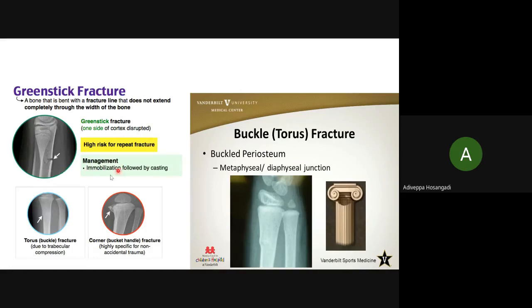Now the torus fracture, you have to remember this, buckle or torus fracture. If you see here, there is a buckling. What is buckling? Under pressure it buckles. Try a soft paper roll: you press from end to end and it bulges somewhere in the middle. It buckles under the pressure, it yields to the pressure. That is called a buckle fracture or torus fracture. It is common at the metadiaphyseal junction of the distal radius. Remember this.